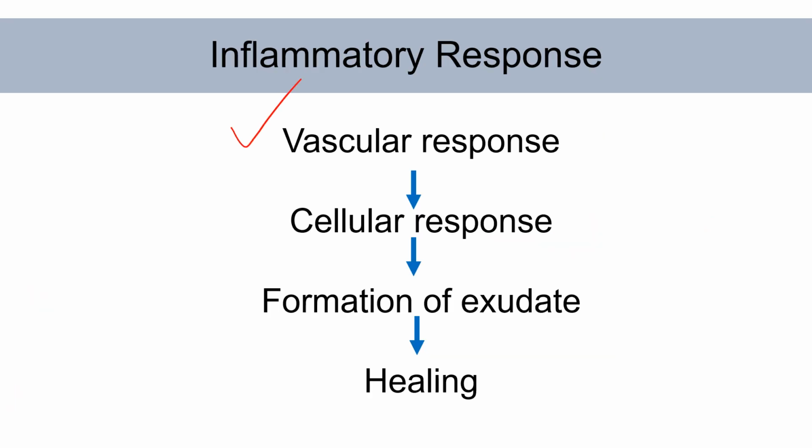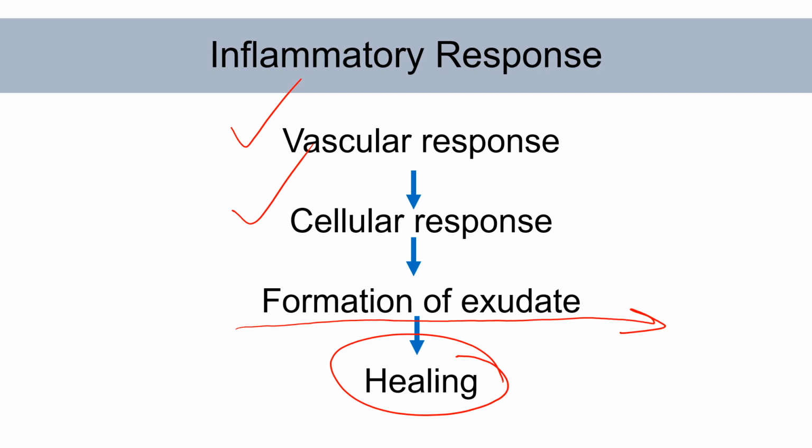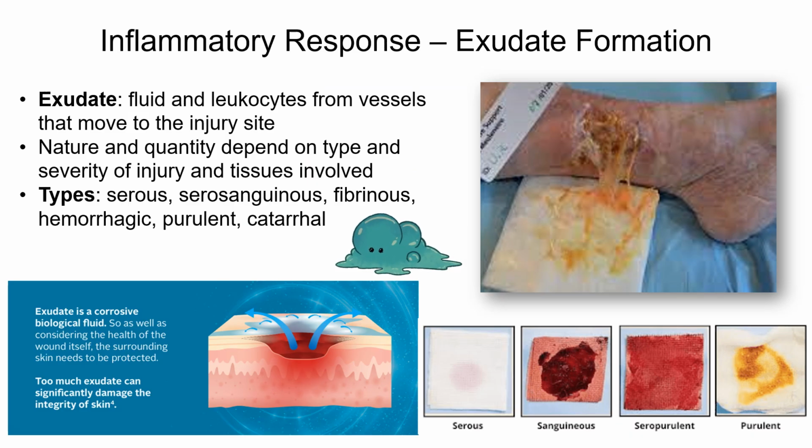Okay, so we talked about vascular, cellular. We talked a little bit about formation of exudate. We're going to go into that a little bit deeper next. And then the final stage of the inflammatory response is healing. All right, exudate, what is it? So exudate is fluid and white blood cells from vessels that move to the injury site. So it's kind of everything left over. The nature and quantity, so what it looks like, how much of it, is really dependent on how bad the injury is and which tissues are involved. So there are several different types.